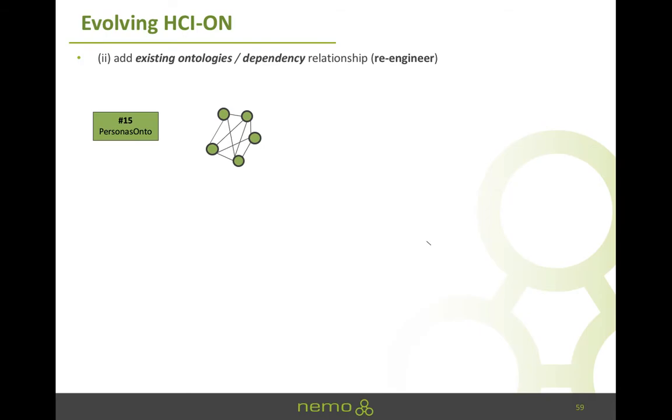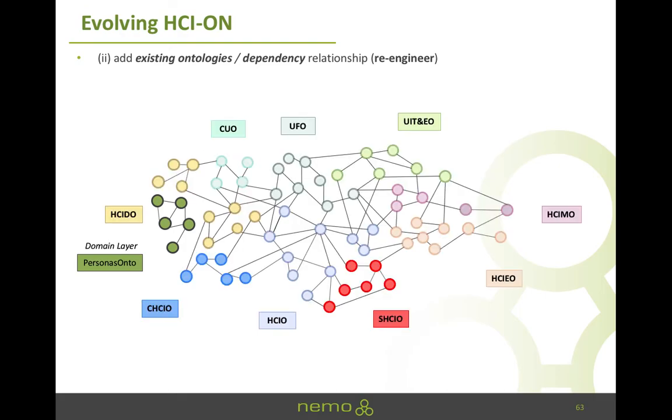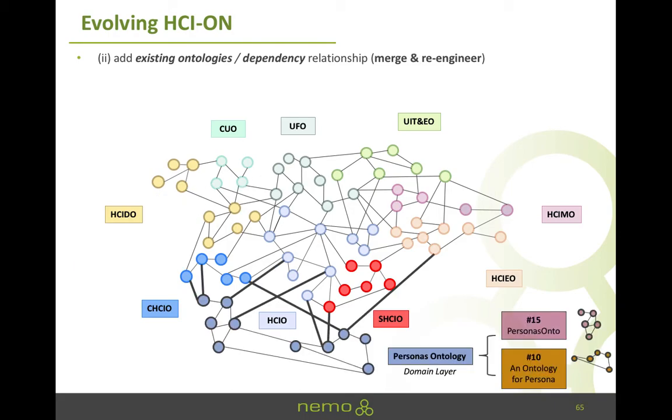Existing ontologies can also be added to the network by using dependence relationship, but they need to be re-engineered in light of UFO. So we get a new ontology that is different from the one before the re-engineering. Now the ontology can be added to the network. Also, if two or more ontologies talk about the same domain, they can be merged, re-engineered as aforementioned, and added to the network.